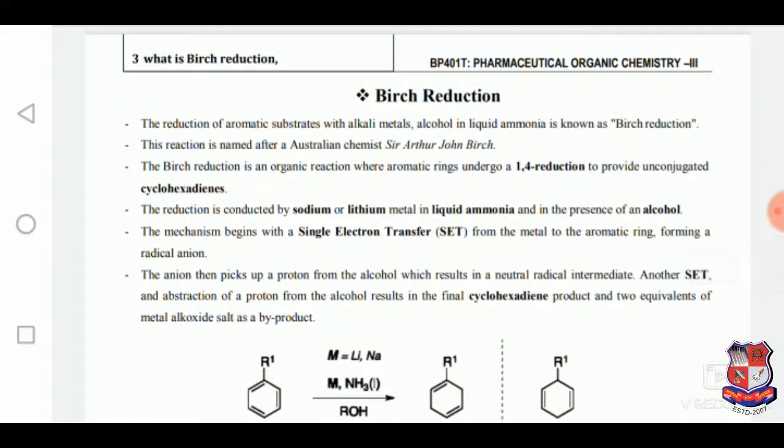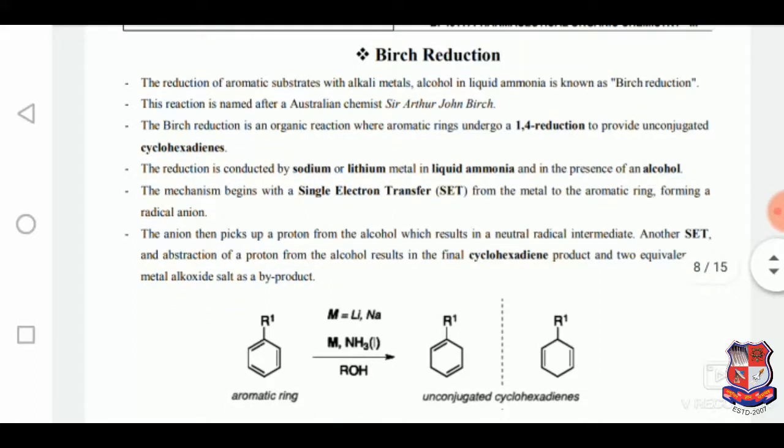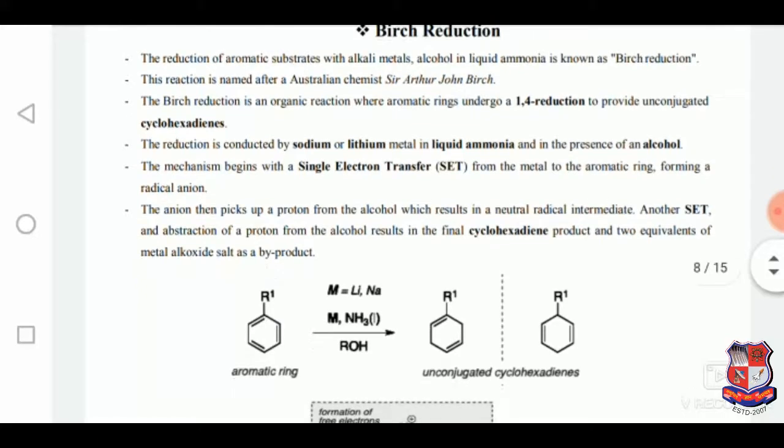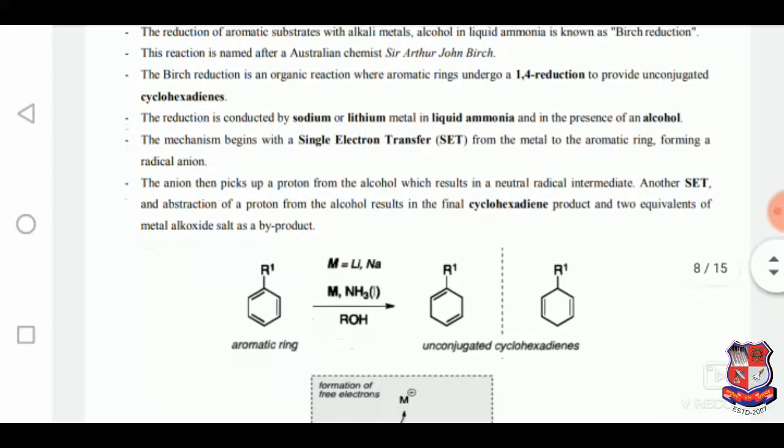Question number 3. What is Birch reduction? The reduction of aromatic substrates with alkali metals and alcohol in liquid ammonia is known as Birch reduction. This reaction is named after the Australian chemist Arthur John Birch. The Birch reduction is an organic reaction where aromatic rings undergo 1,4 reduction to provide unconjugated cyclohexadienes. The reduction is conducted by sodium or lithium metal in liquid ammonia in the presence of alcohol. In this mechanism, it begins with single electron transfer.